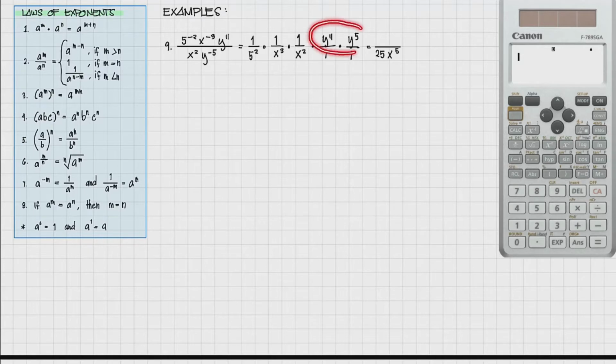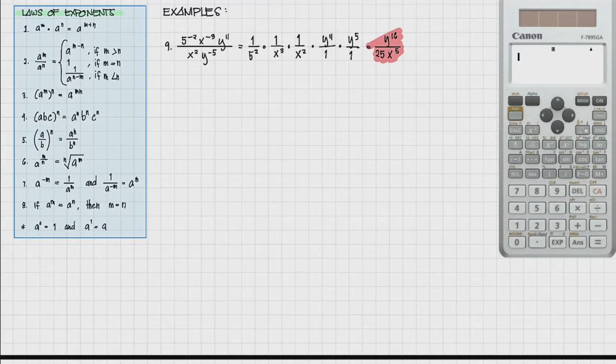For the numerator, you have this y raised to 11. And the other one is raised to 5. And that's just from the first law. We're just going to add the exponents. So you have y raised to 11 plus 5, which is 16. So that is the final answer for this problem. So let's highlight that.